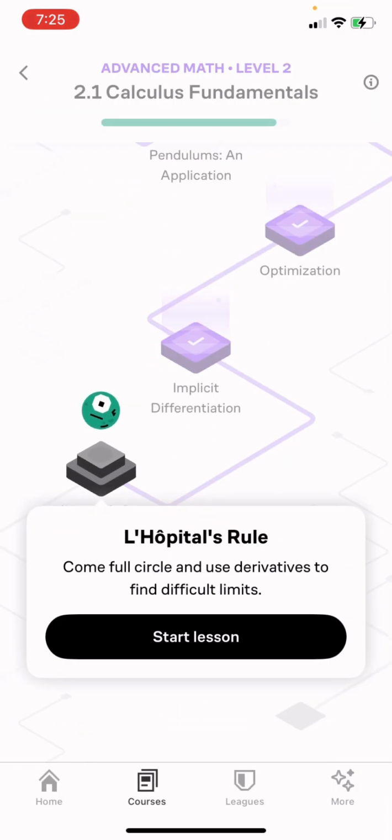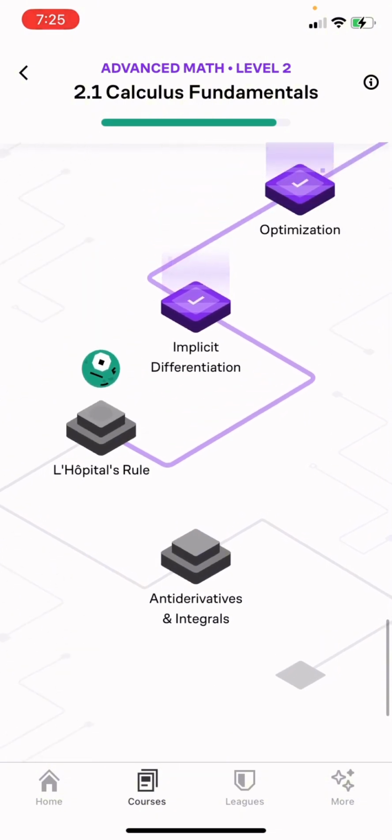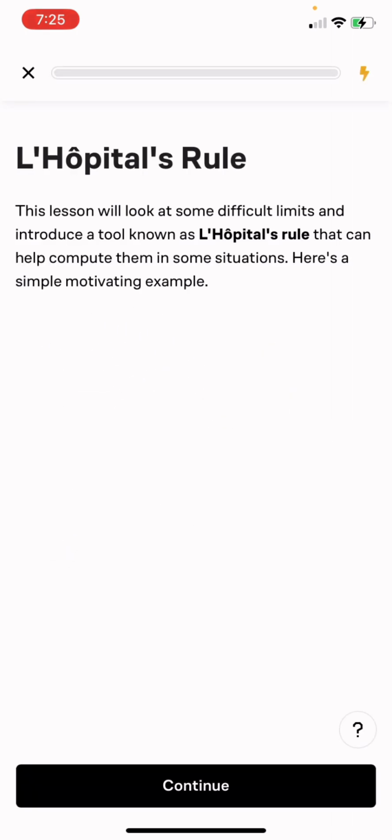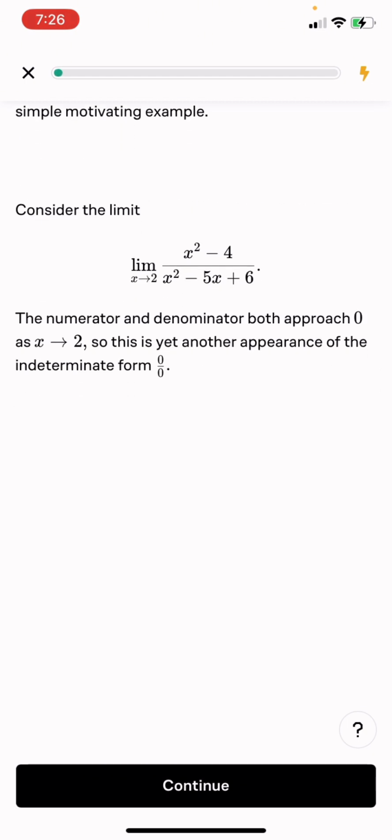In the L'Hopital's rule, come full circle and use derivatives to find difficult limits. So here we go. The L'Hopital's rule. This lesson will look at some difficult limits and introduce a rule known as L'Hopital's rule. It can help compute them in some situations. Here's a simple motivating example.